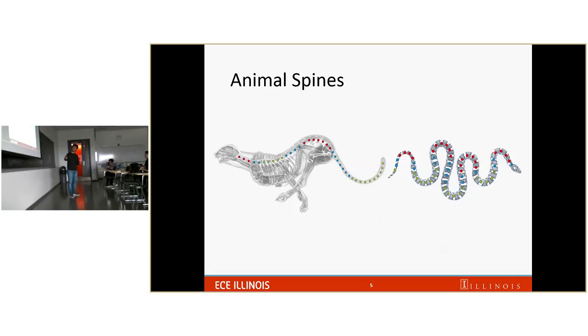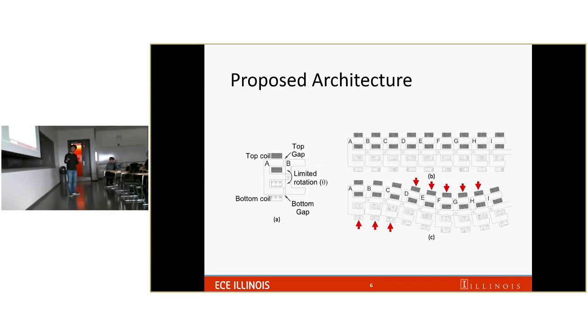For example, in the Cheetah, for the red spine structures the bottom side is closed, and for the green spine structures the top side is closed, so that it can make an S shape or whatever it wants in order to run faster. And a snake also has a very similar structure. The proposed architecture is stacks of E-cores, for now, and for one core there are 2 coils for each side. If the bottom side is excited, it will be closed. And if the top side is excited, it will close the other way, so that it can make an S shape, for example.